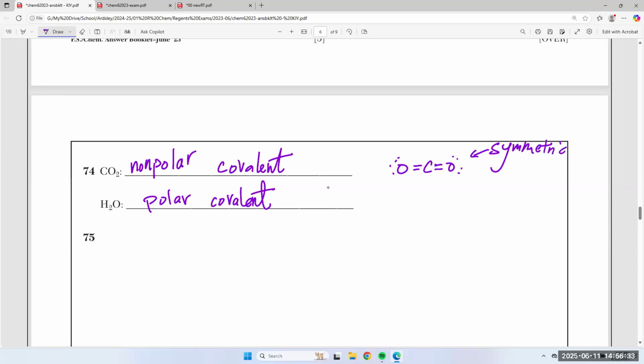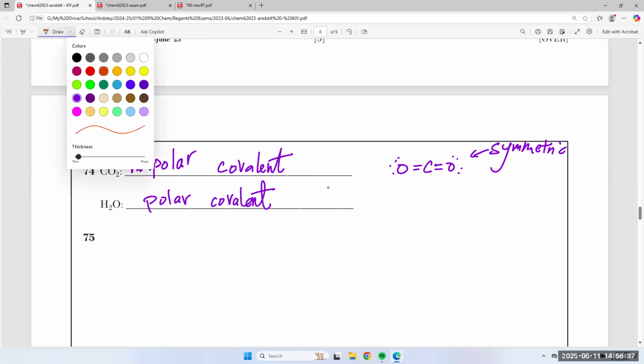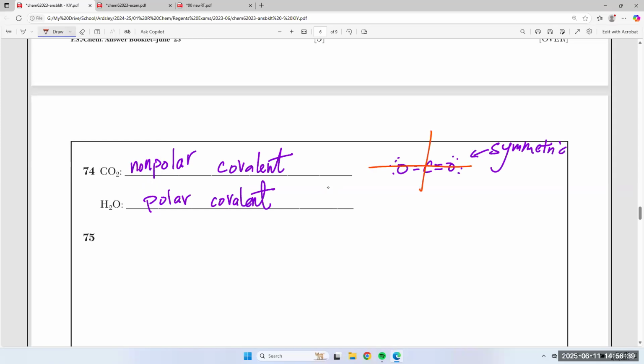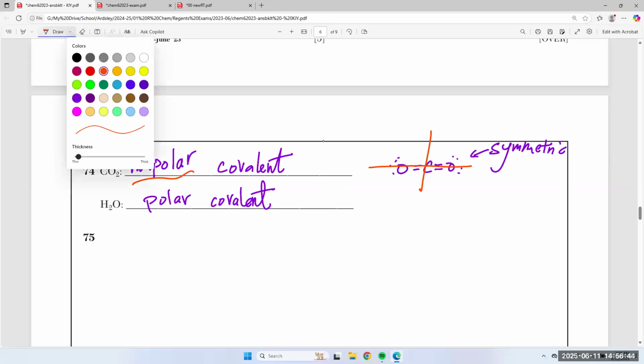It's symmetric. Remember, if the molecule itself is symmetric this way and that way, then it's non-polar covalent, right? That's how we do this. All right, let's go. 75.